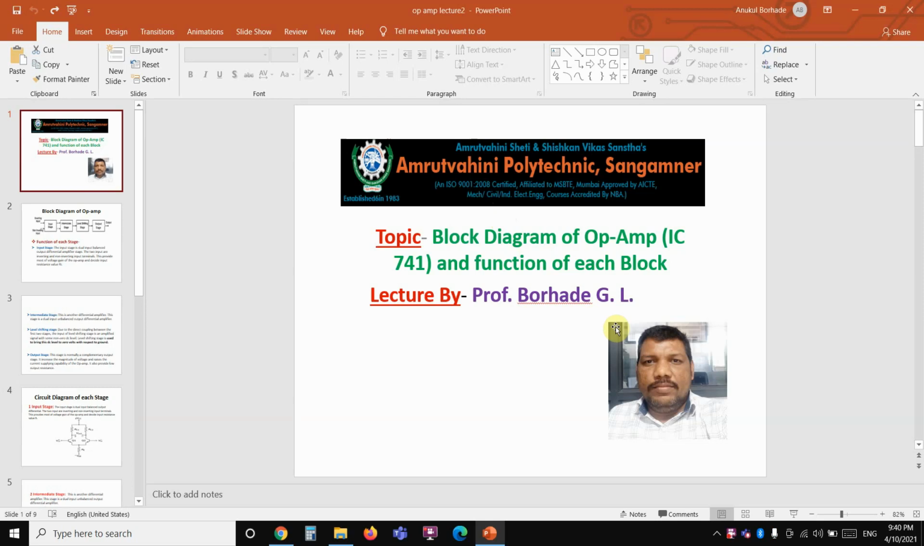In the last lecture we studied the pin diagram and pin function of IC741, that is the operational amplifier, right? Now in this lecture, what is the block diagram of the op-amp and the function of each block? Okay, then start the topic.